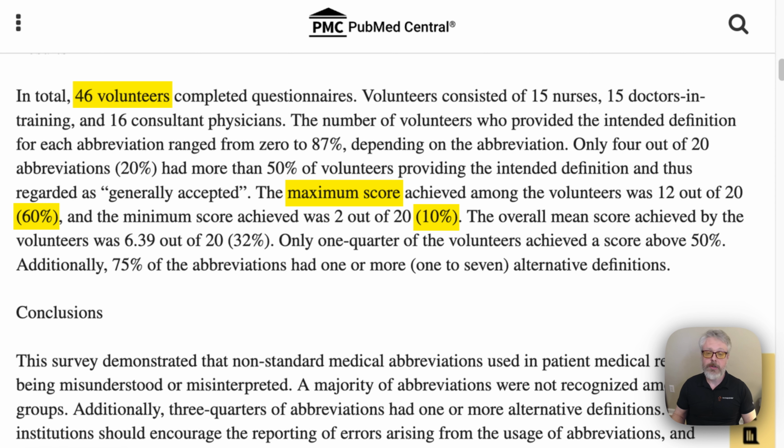Why? Because you have to take copious amounts of documentation. You spend up to 6 hours per day in your EHR. It takes up a great deal of your time away from patients. So of course, it's tempting to use abbreviations.